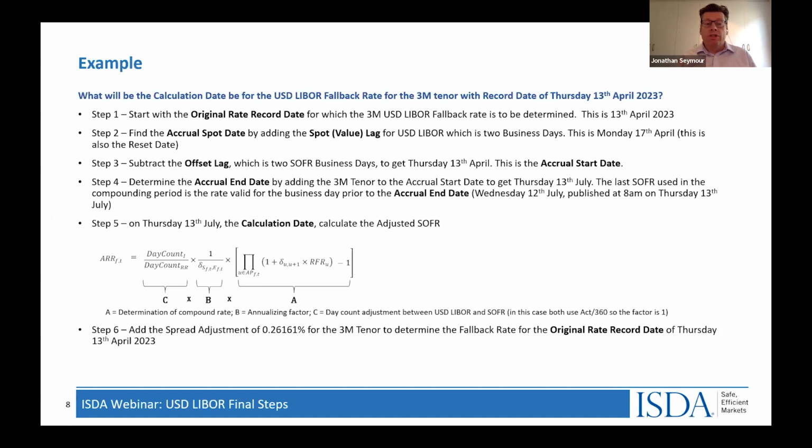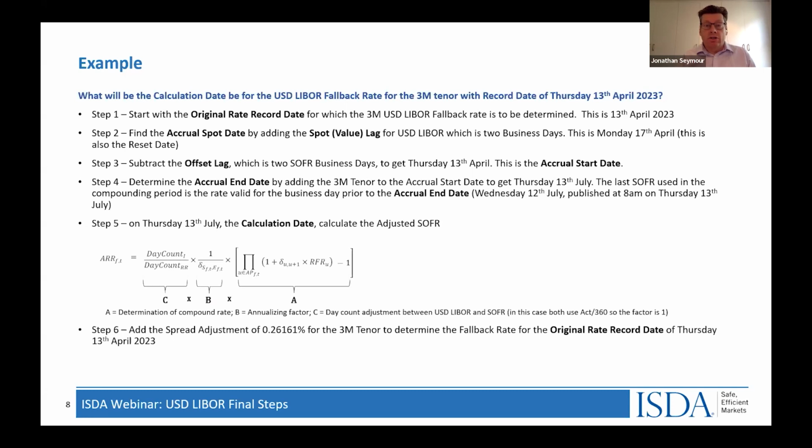So step 2, what is the accrual spot date? According to that graphic on the last slide I showed you, we add the spot lag or the LIBOR value lag, which is plus 2 business days. This takes us from today, Thursday, 13th, to Monday, the 17th of April. So you may also see this terminology as the reset date within your swap. Step 3, we take off the offset lag, the 2 business days that applies in all these calculations. So we shift backwards 2 business days, which brings us back to the 13th. Okay, this is your accrual start date.